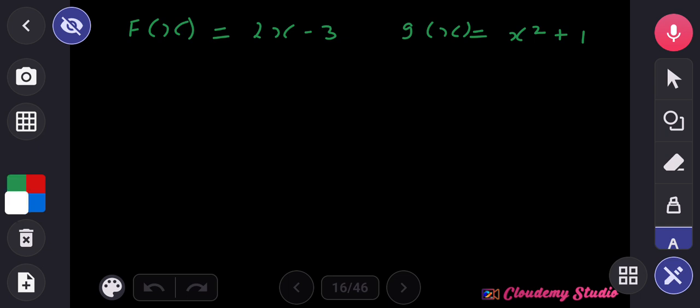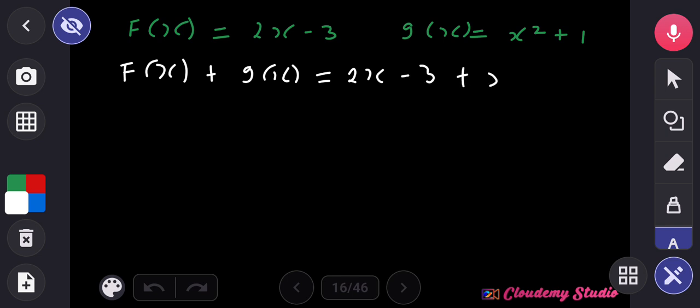What you are going to do is f of x plus g of x. That will be equal to what? That will be 2x minus 3 plus x squared plus 1. And that's going to give us x squared plus 2x, and minus 3 plus 1 is going to give us minus 2. You understand? So that is the addition.